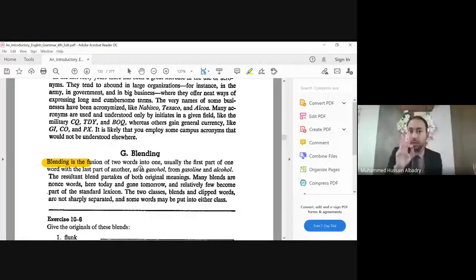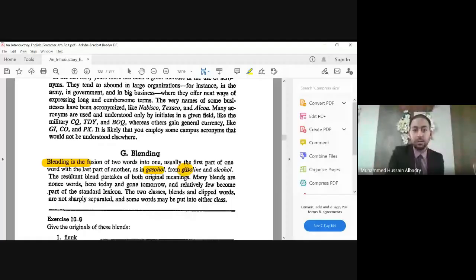وهيقول شلون نستخدمها؟ Two words, still one. Usually the first part of one word with the last part of another. The first word we take the first part, and the last part of another. For example, gasohol, the word gasohol. شنو origin مالتها؟ From gasoline, alcohol. Gasoline, alcohol. We take here gaso and hol. You see? So this is the blending.